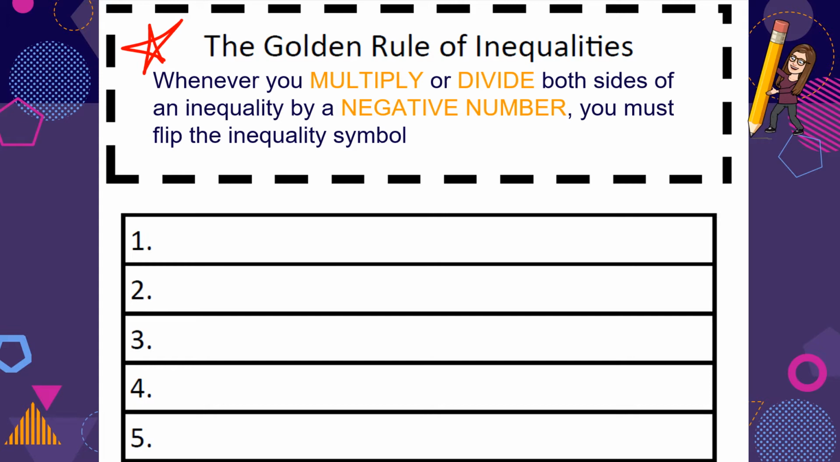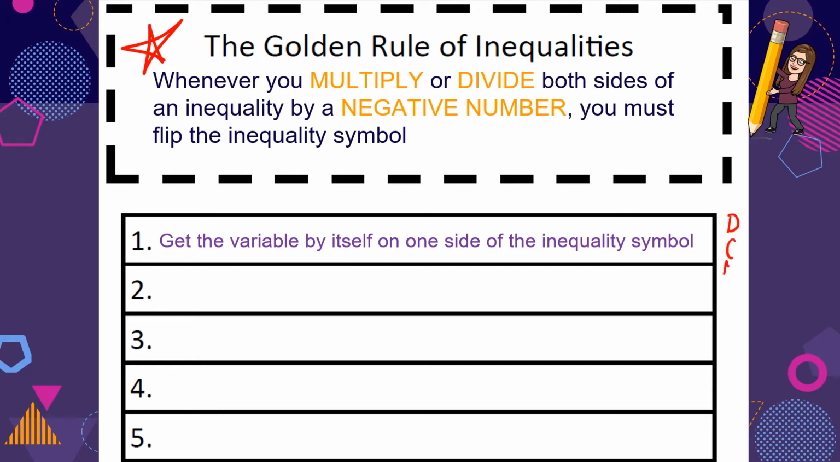Now let's go through the steps of solving a multi-step inequality. First, you want to get the variable by itself. You want to follow the same rules we followed before. So remember that acronym, don't call me after midnight? We're still going to use that acronym to help us remember our steps.